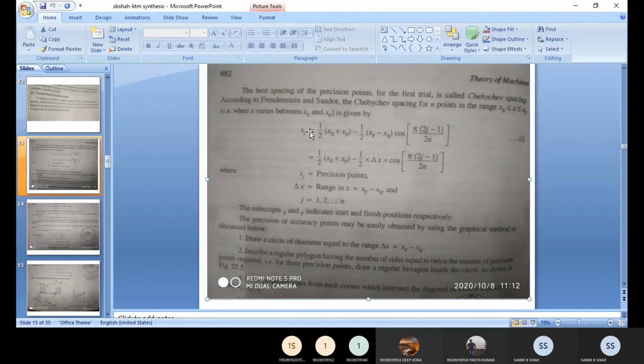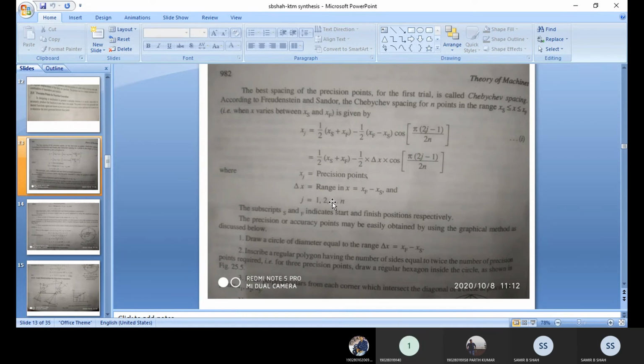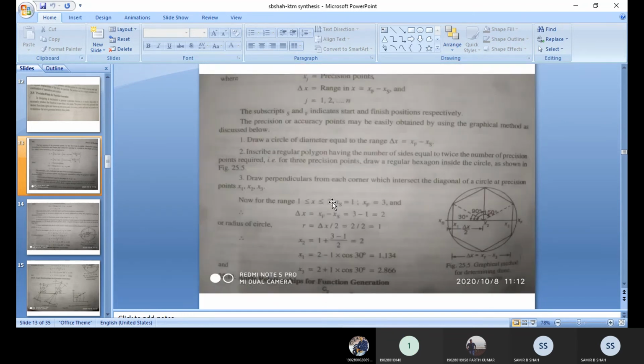And the equation is like this, as you can see in the slide: xj is equal to 1/2 of (xs plus xf) minus 1/2 in the bracket (xf minus xs) cos of pi in the bracket (2j minus 1) by 2n. We know very well that xs is the starting point and xf is the finish point. If I'm talking about the difference xf minus xs, then it is called del x, where j is equal to 1 up to n. As already discussed earlier in the videos and in the lecture, just refer to the previous lecture, so it's very easy for you to understand.